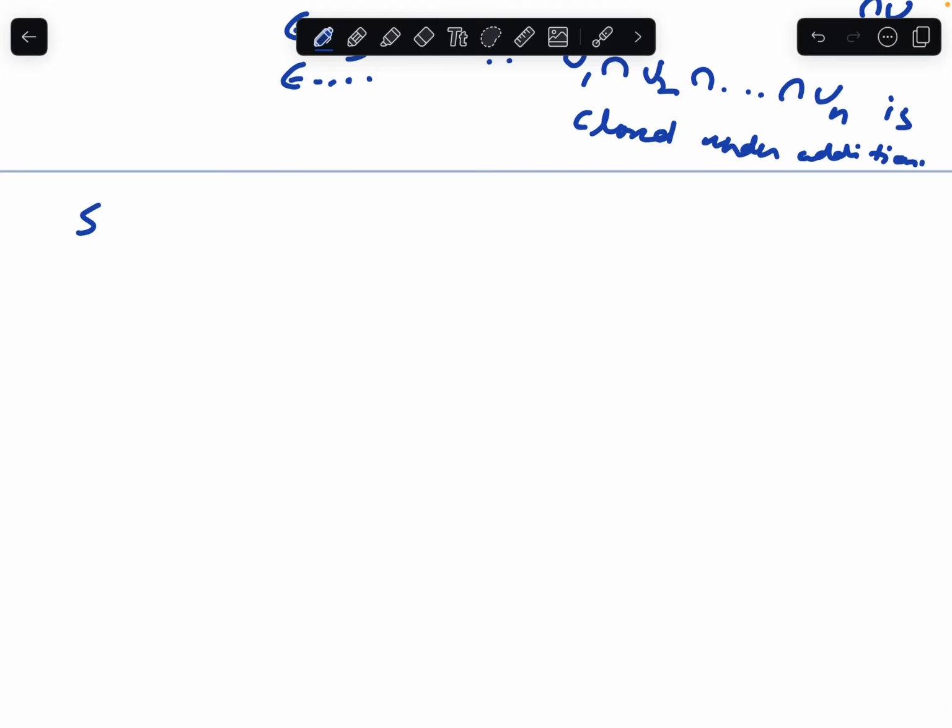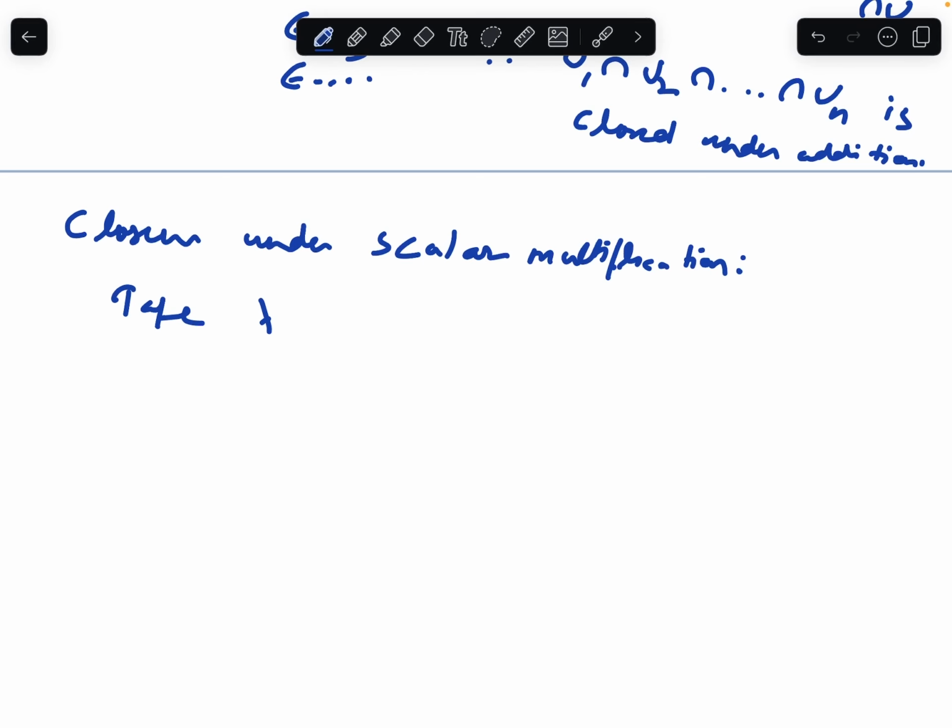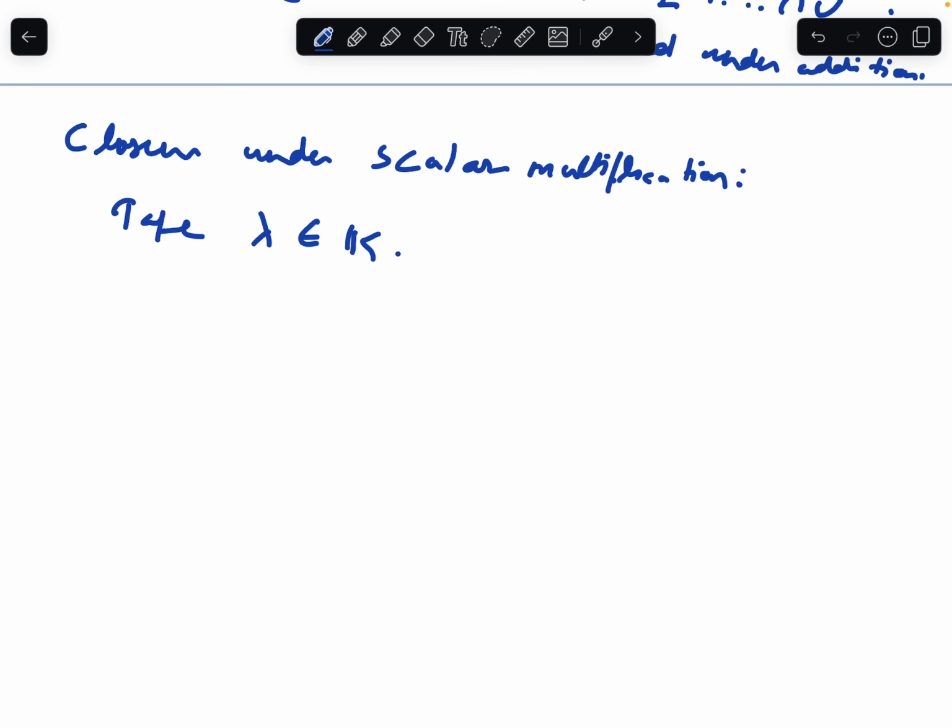Okay. And second was closed under scalar multiplication. We have to check this as well. So take lambda from K, that is, take scalar lambda. Now look at lambda u. We have to show, so we want to show that lambda u is inside the intersection.